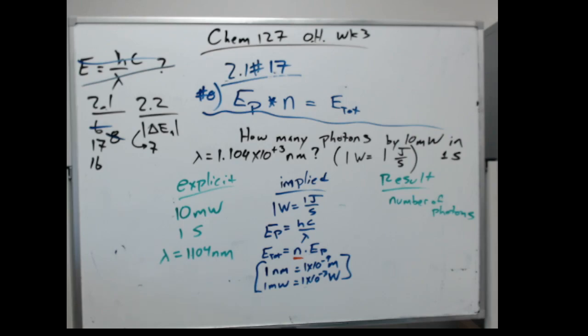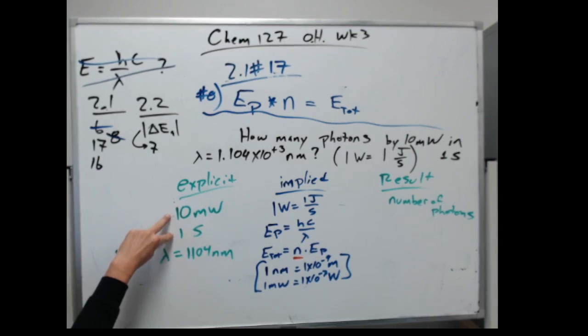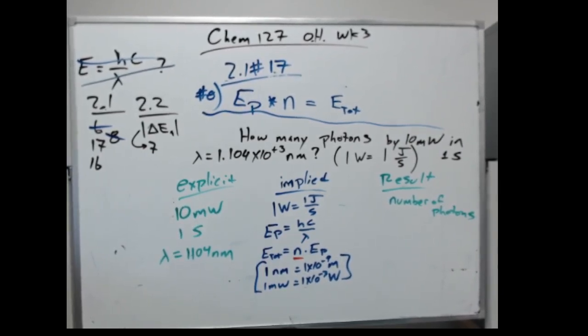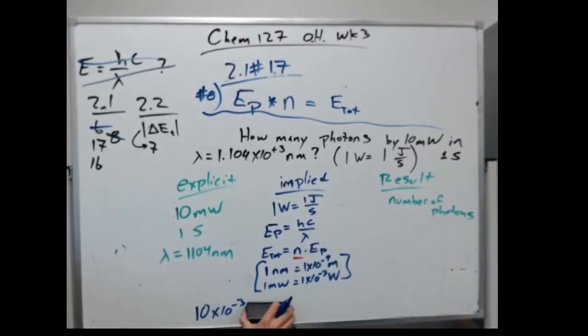So, first thing I'm going to do is just do 1 second times 10 milliwatts. Notice the seconds will cancel out, and that will get me how much energy happens in 1 second. So I do 10 times 10 to the minus 3 watts, which is joules per second, times 1 second, gives me 10 times 10 to the minus 3 joules. That's my total energy.